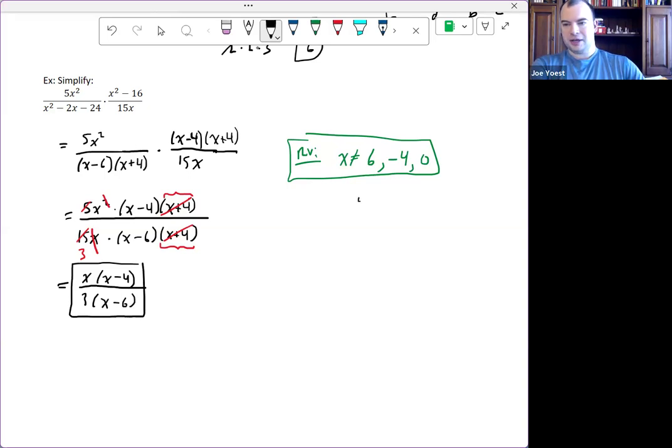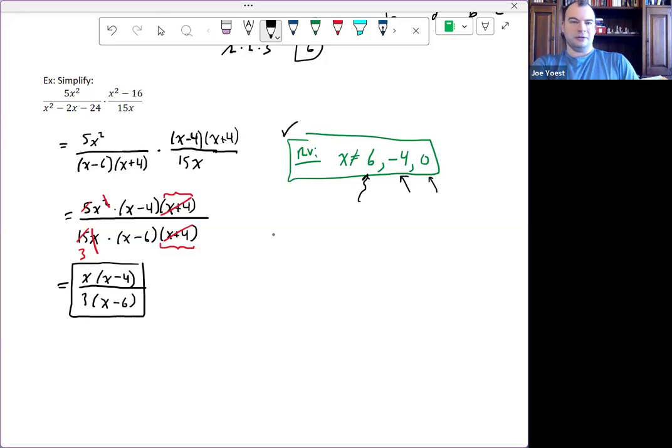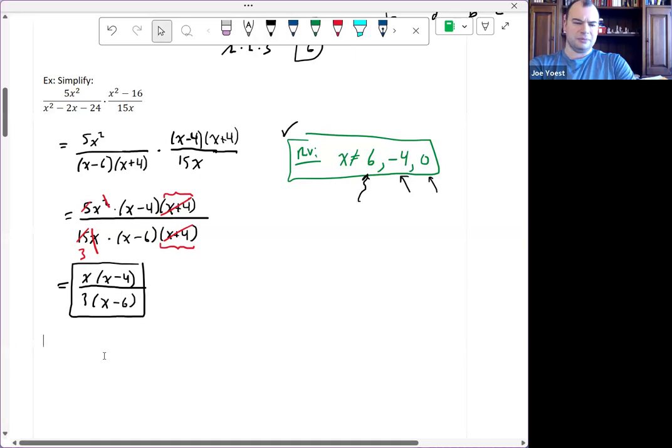And notice we still implicitly have the restricted value x can't be 6. We see that in the x minus 6 in the bottom. But we no longer implicitly see that x cannot be negative 4 or 0 because those bits were divided out. So that's why technically we've got to be careful and write the restricted values all out. Sometimes I will, sometimes I'll gloss over that in order to allow us to focus on the task at hand.